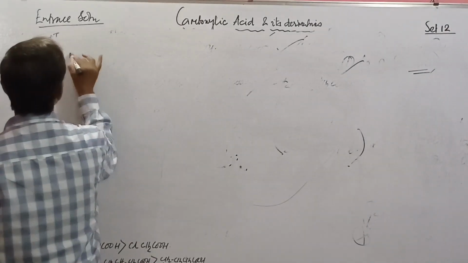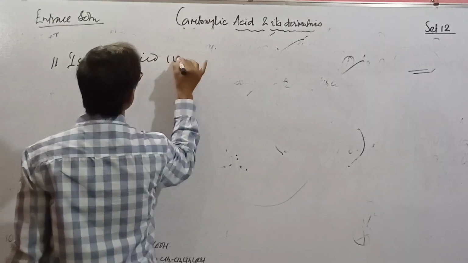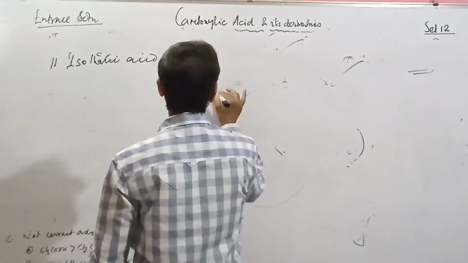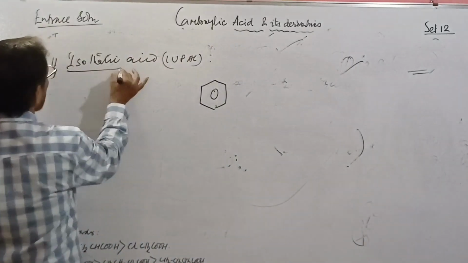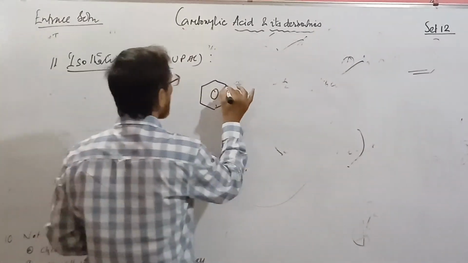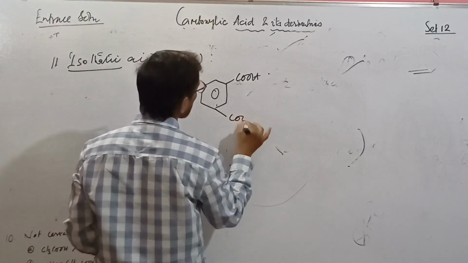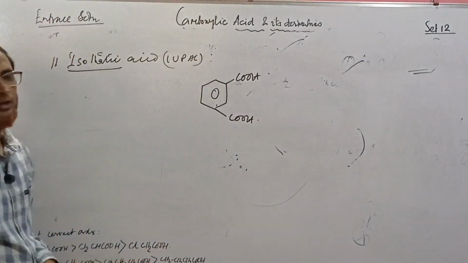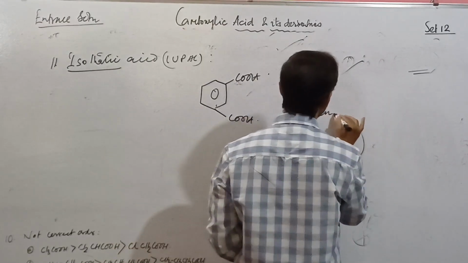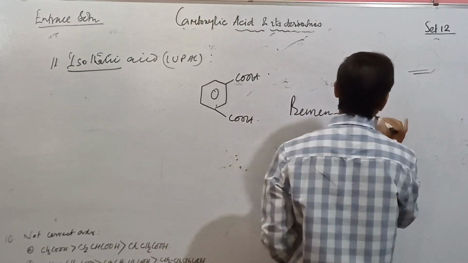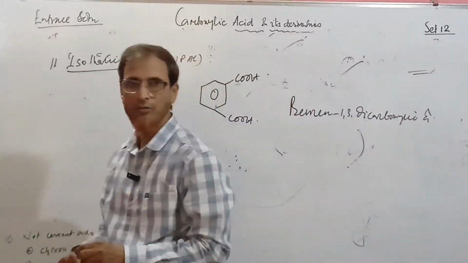The last question asked to write the IUPAC name of isophthalic acid. It will be difficult for you to know this structure. So this is phthalic acid, meaning there are COOH groups. Isophthalic means there is COOH in the 1,3 positions. So you will write benzene-1,3-dicarboxylic acid. This is the IUPAC name of isophthalic acid.